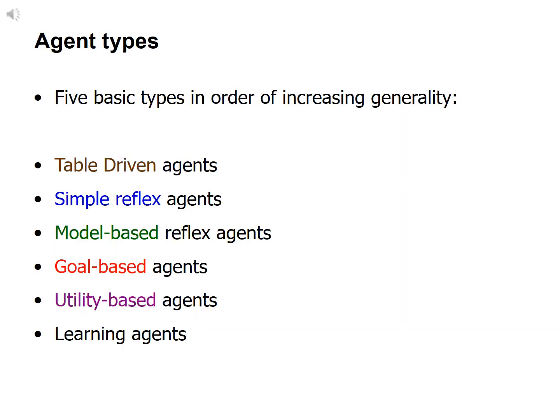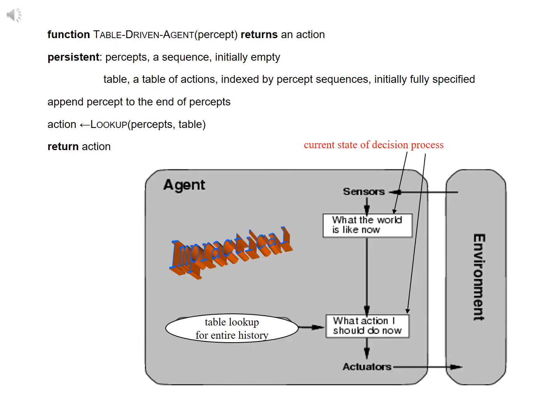Now we move to agent types. There are 5 basic types of agents in order of increasing generality. The first ones are table-driven agents, then simple reflex agents, then model-based reflex agents, goal-based agents, utility-based agents, and learning agents. The last ones are the most general. The simplest one is the table-driven agent.